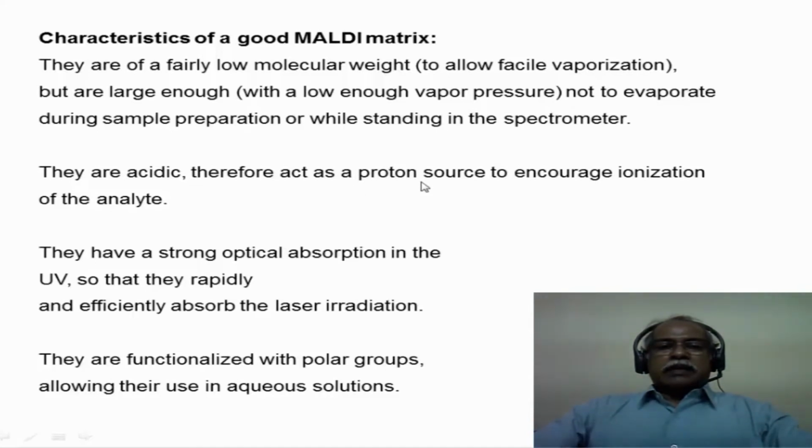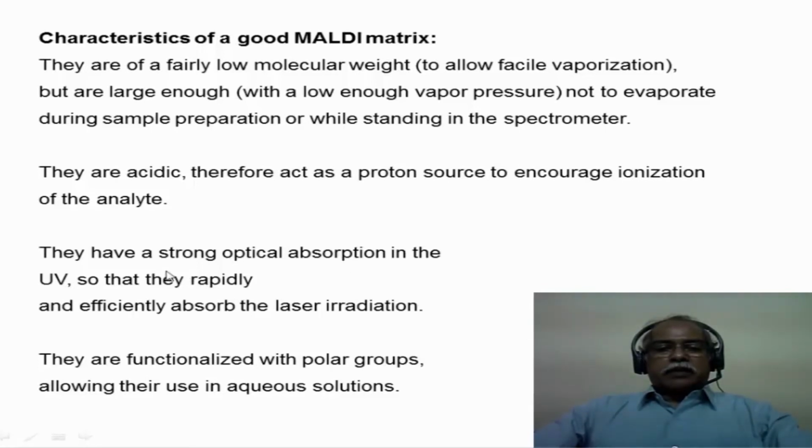They are generally acidic in nature, therefore as a proton source they encourage the ionization of the analyte. In other words, proton transfer takes place from the excited matrix to the analyte or the substrate that needs to be analyzed. As a result of that, charged ions are produced in MALDI spectrometry. They have a strong optical absorption in the UV, so that they rapidly and efficiently absorb the laser light and get desorbed into the gas phase.